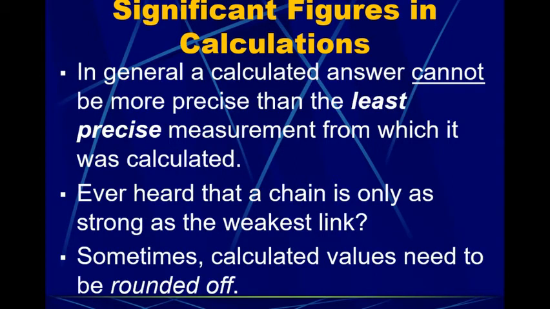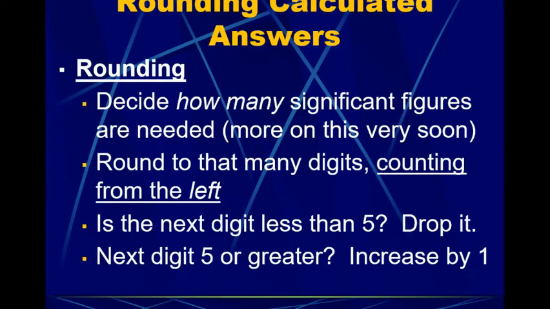So what happens is we can't just report. You guys know if you type it into your calculator, you're going to get lots and lots of digits, but a lot of those digits don't make sense. So we would have to round them off to the correct number of significant figures. So in order to round, you decide how many significant figures are needed, and then we're going to use our rounding rules we've been using forever.